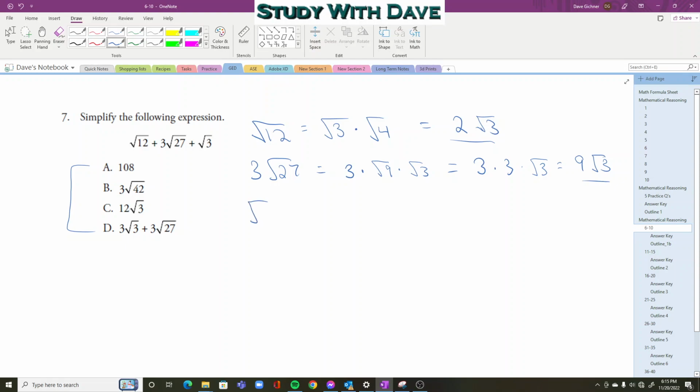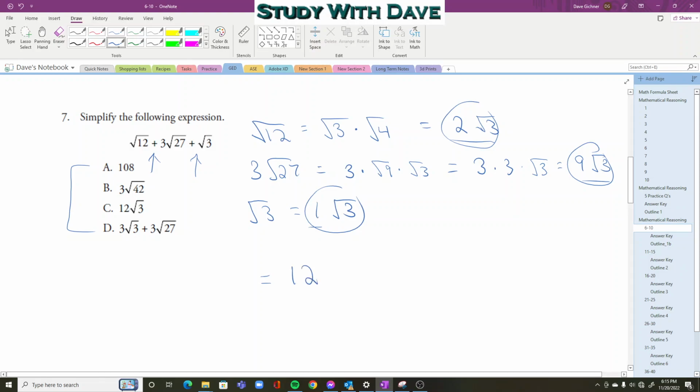Now root 3, that's just equal to 1 root 3. It's 1 times root 3. And I just do that so that when we add them all together, we can see not to forget to add this 1. Now since we're adding all these together, it's as simple as just adding these 3 guys. So we got 2 plus 9 plus 1 is 9, 10, 11, 12. And because you're adding them together, this root 3 just kind of stays as root 3. It's just a property of square roots. So our answer is 12 root 3, C. And that's it.